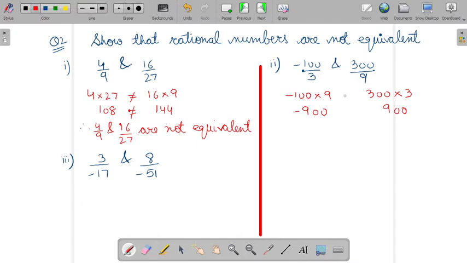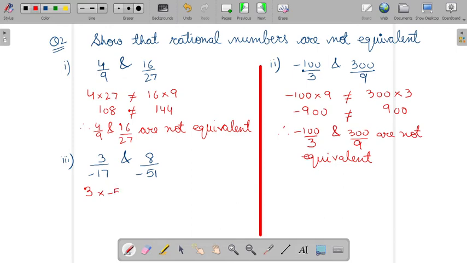So, whether these rational numbers are equal or not, if you cross multiply? No, because one is negative and another one is positive. So, these are not equal. Therefore, minus 100 upon 3 and 300 upon 9 are not equivalent. Okay.